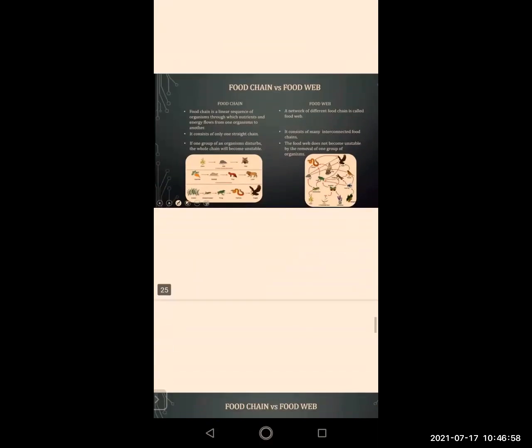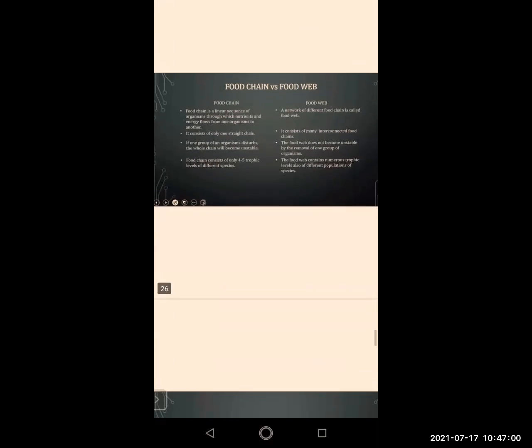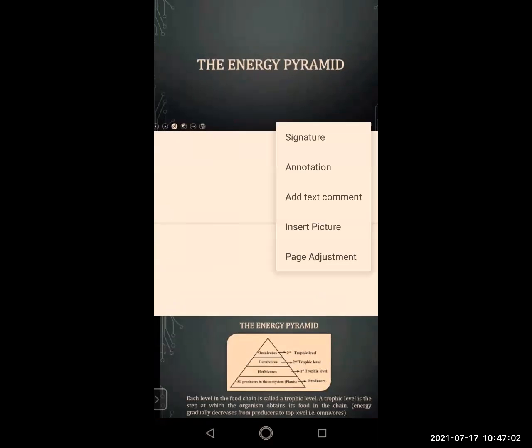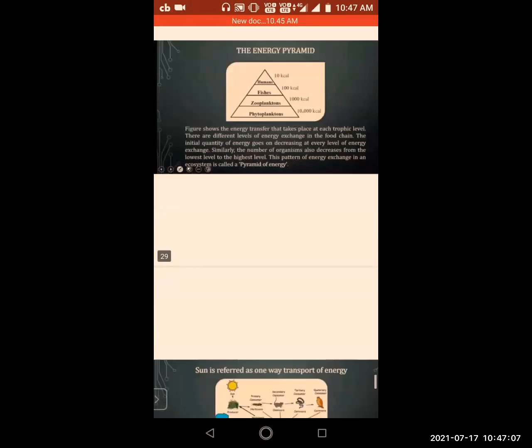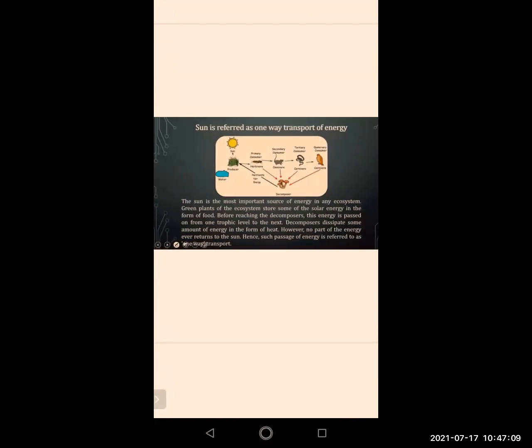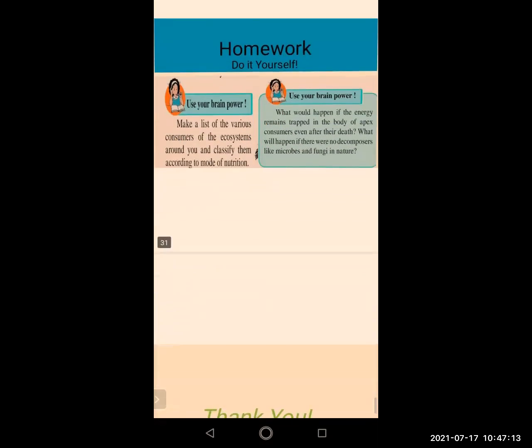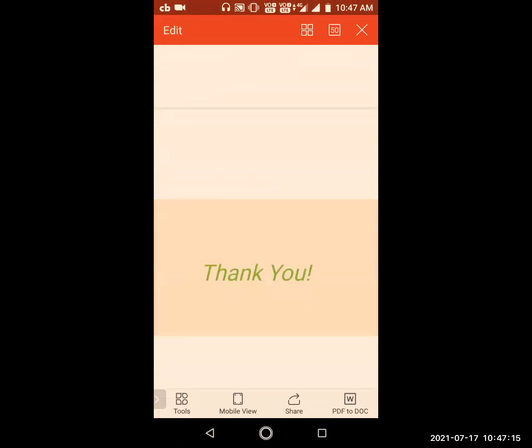We have studied in detail and distinguished between the food web and food chain. Okay, all this we have learned in the very first session. Then after that we have just learned about the energy pyramid. What is the energy pyramid? How the energy level decreases from its trophic levels. Then I have given you homework also. This is the very first session that we have done.